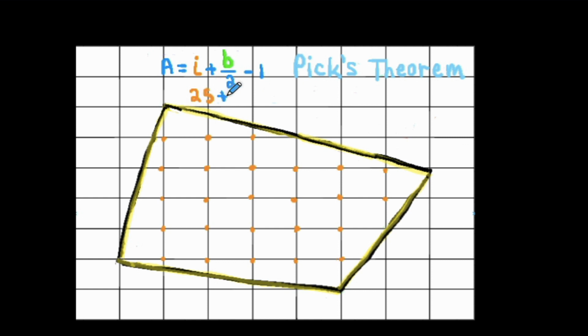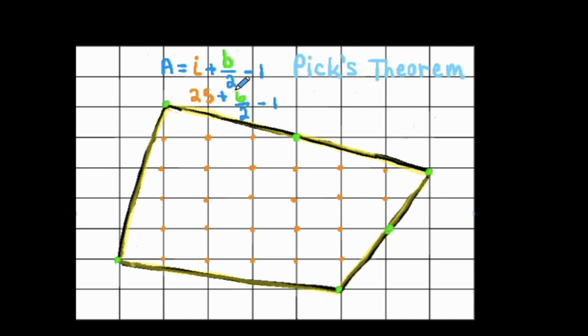We have plus. The B is representative of the outside points or the border points. We have 1, 2, 3, 4, 5, 6. We place 6 here, divided by 2, minus 1.